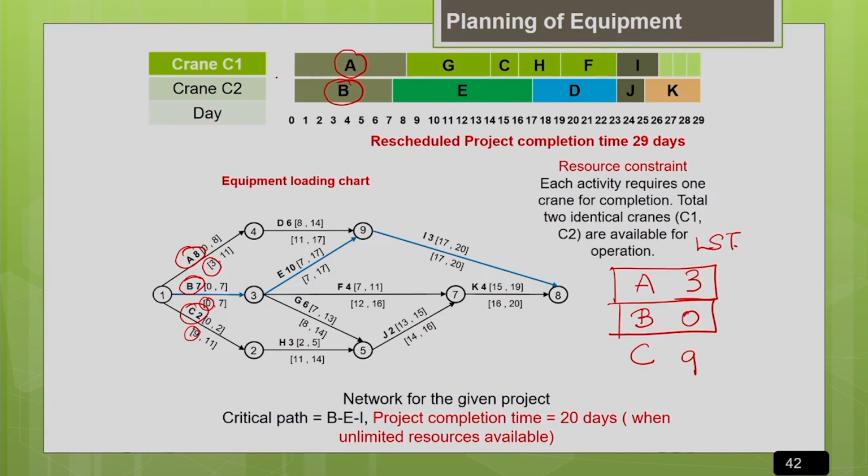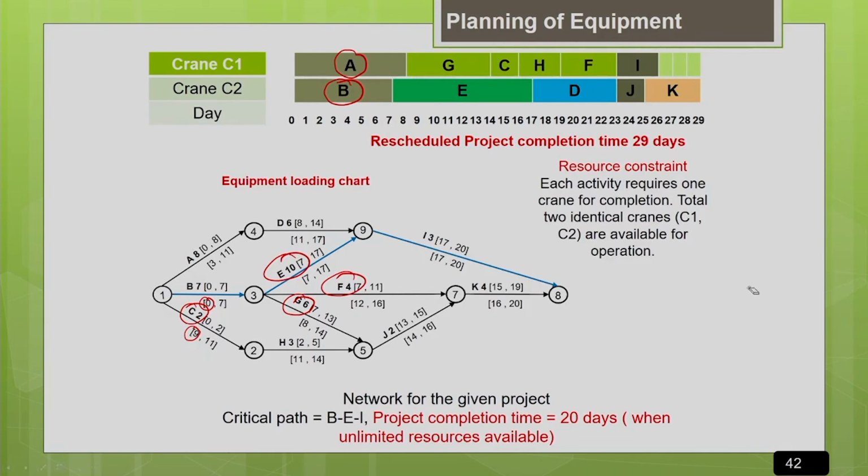Now we have to allocate the crane C2 to the next activity. So see which are the next eligible activities for allocation. Generally, the activities for which all the preceding activities are completed become eligible for allocation. Since B is completed, the eligible activities for allocation are E, F and G, as well as C, because C is also not completed yet. So C is also eligible for the allocation.